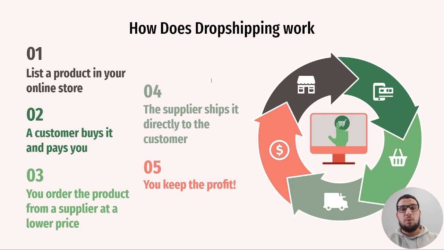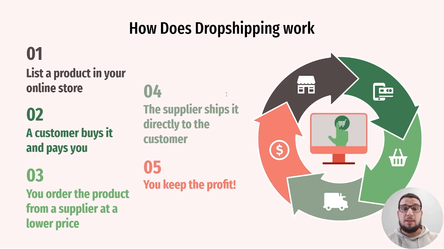First of all, you might be wondering, how does it differ from traditional retail? Well, let's put it this way. In the traditional retail model, you buy products in bulk. You store them in warehouses and you handle shipping yourself. This requires significant upfront investment and ongoing costs for storage and logistics. With dropshipping, you don't need to buy inventory upfront and you don't need to worry about storage or shipping logistics. This makes dropshipping a low-risk, low-cost way to start an online business.